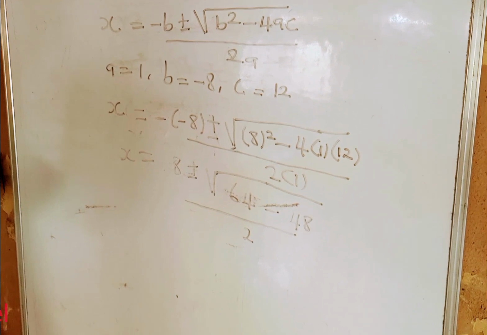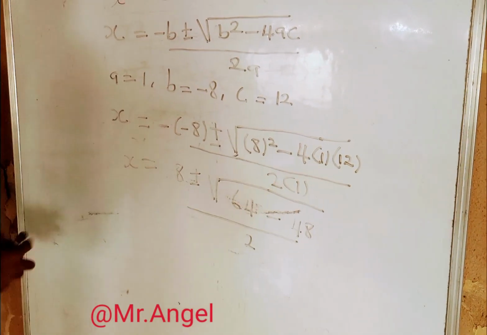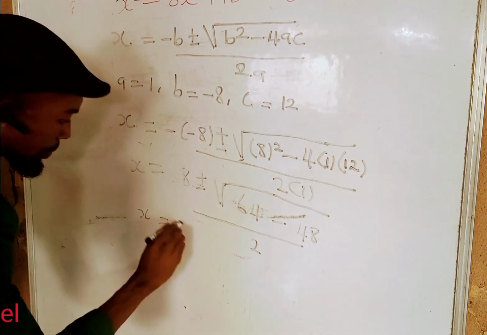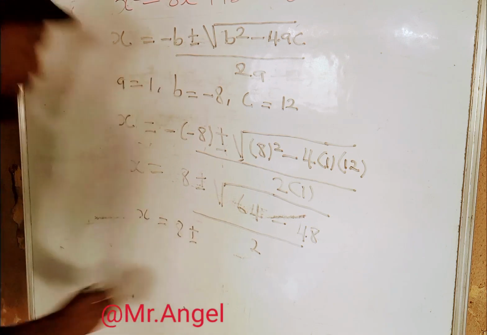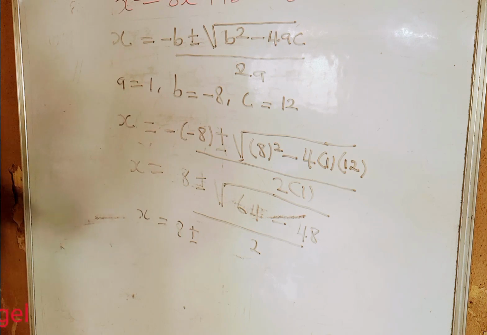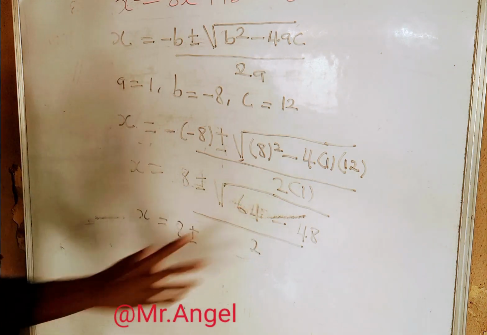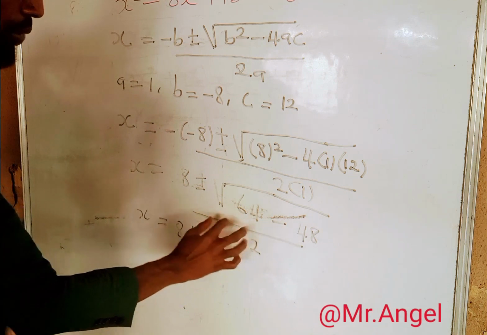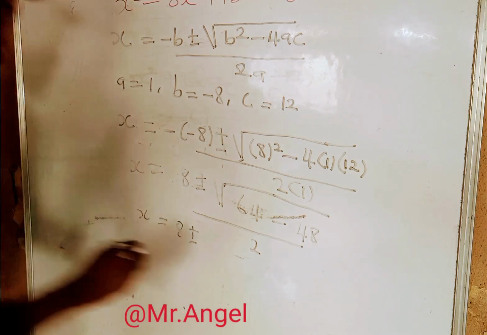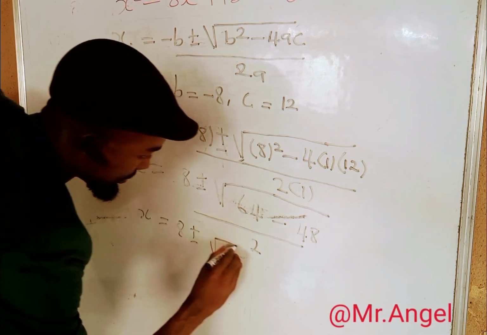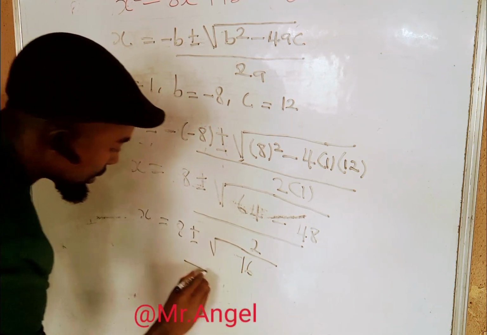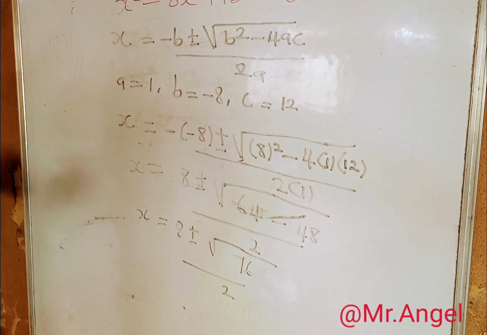So what do we need to do? We simplify it more. Our s will be equal to 8 plus or minus the root. Root 64 is still 8, so we're not going to do it that way. What we're going to do is, first of all, subtract this from this. 64 minus 48 will give you 16, so it's going to be root 16, divided by 2.